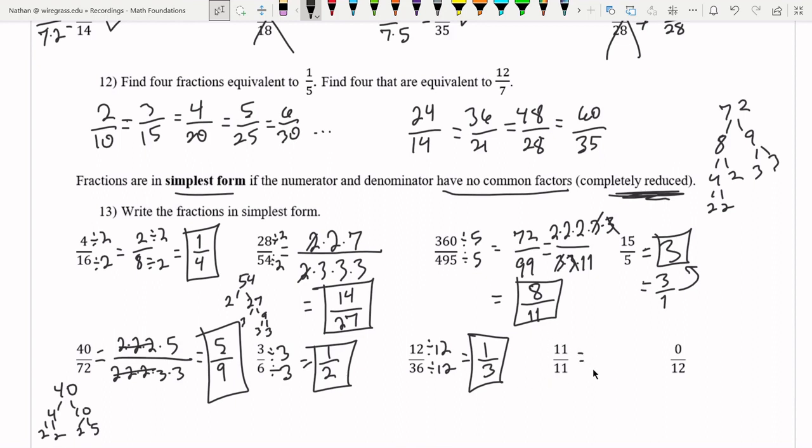But 11 over 11, this one's easy to see, right? If you divide by the number itself, you're going to get just 1. You can divide top and bottom by 11 if you want. That's going to give you 1 over 1, but that's still just going to be 1. And this one, you don't need to do anything else, because 0 divided by any whole number other than 0 is just 0. You cannot divide by 0, but 0 divided by anything is just going to be 0.